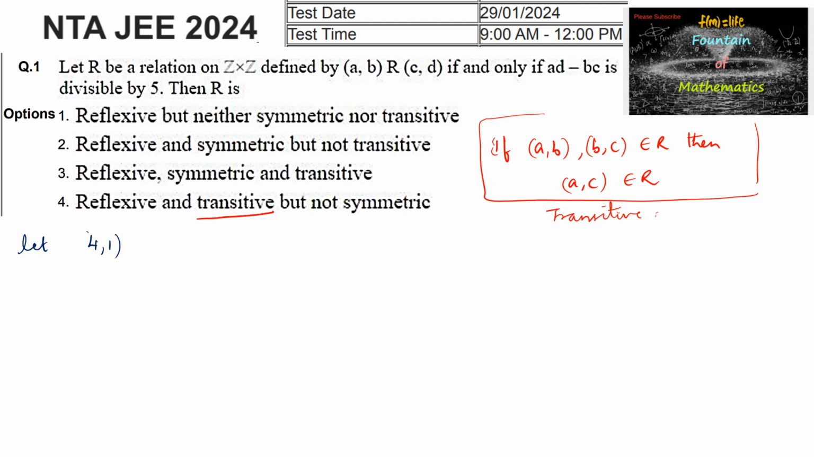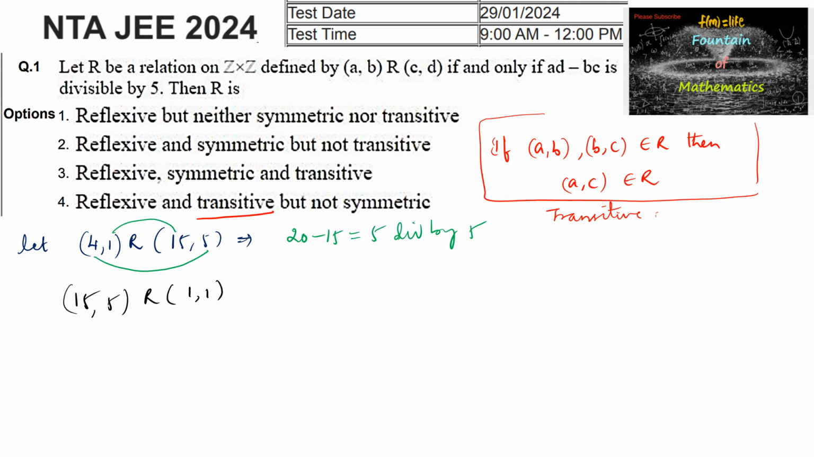Let (4, 1) be related to (15, 5). Which implies that 4 fives are 20 minus 1 fifteens are 15, so 20 minus 15 is 5, which is divisible by 5. So we can consider (4, 1) is related to (15, 5). And now let us take the second ordered pair: (15, 5) is related to (1, 1). So here 15 ones are 15 minus 5 ones are 5, so 15 minus 5 is 10. Again it is divisible by 5.